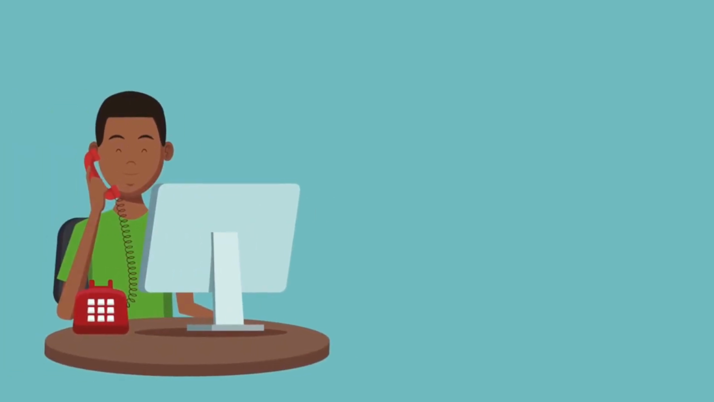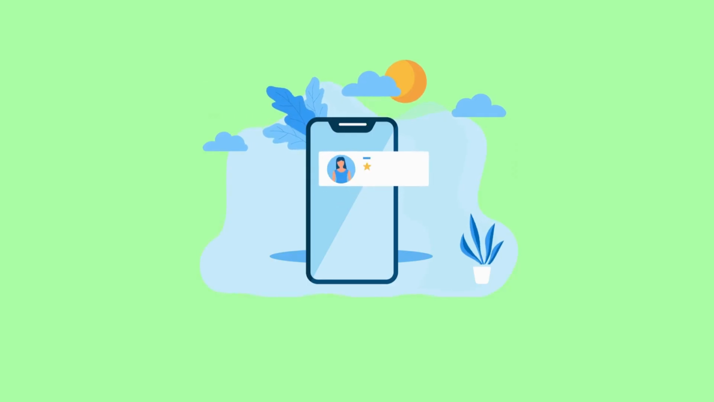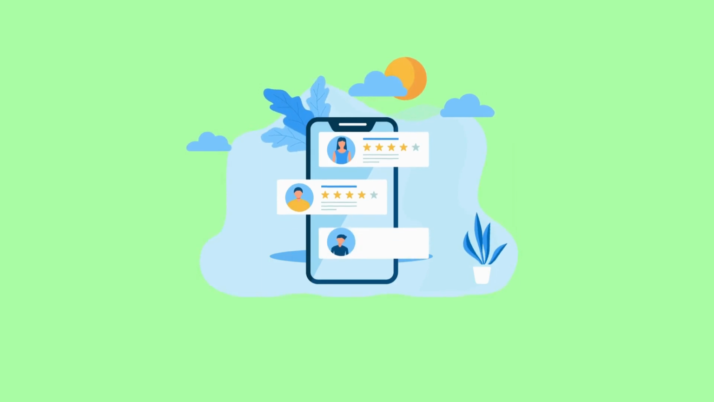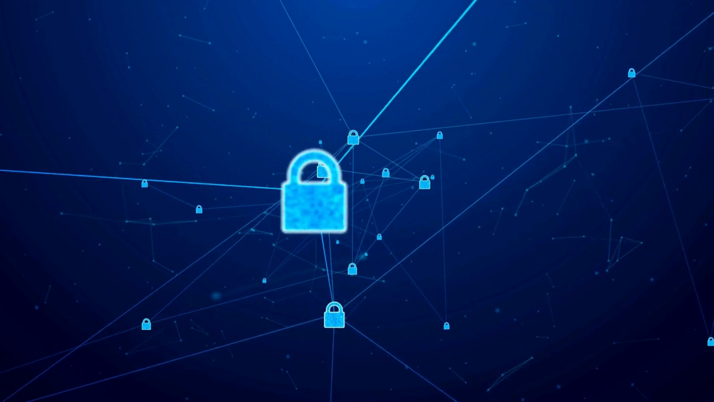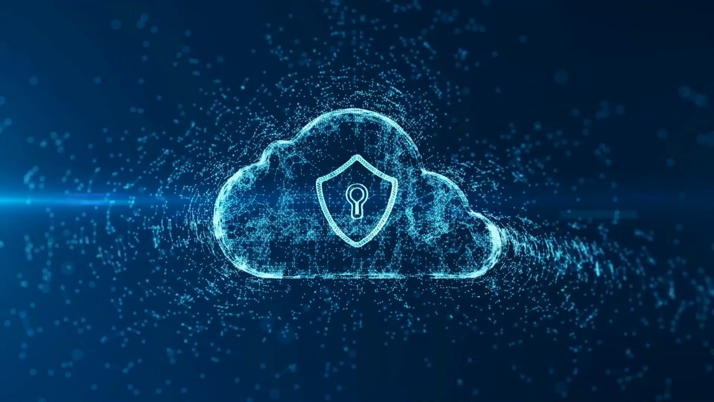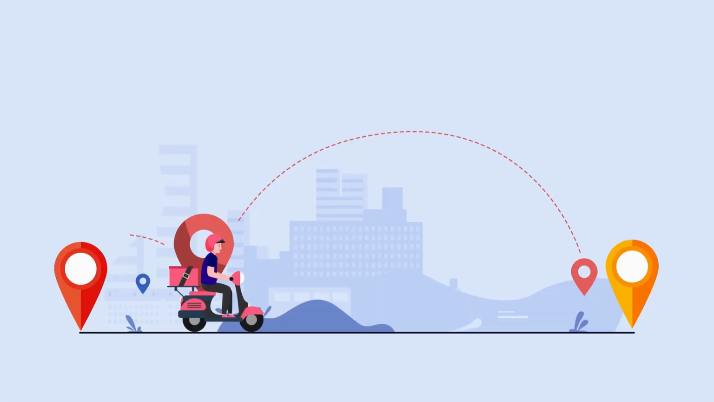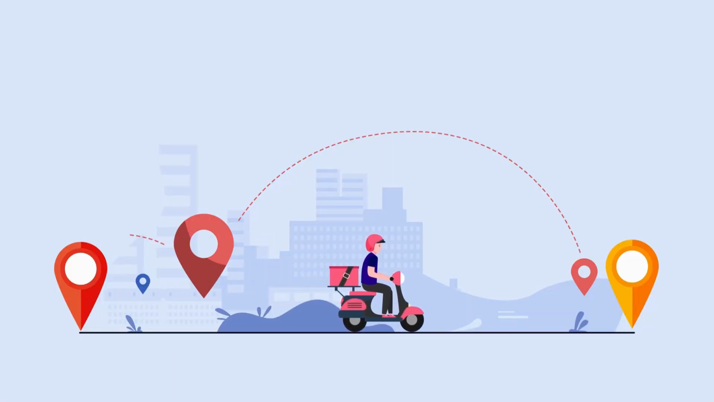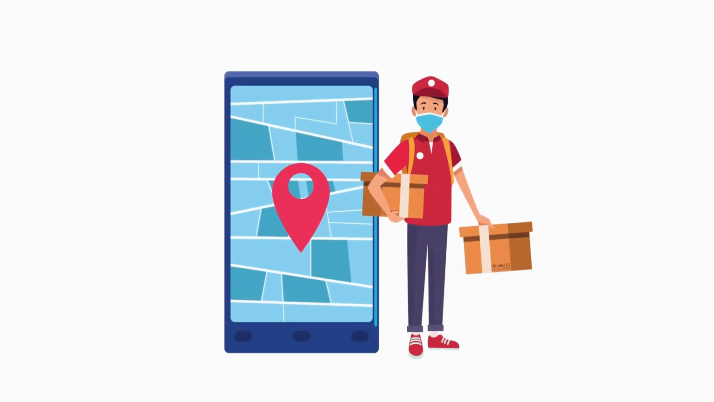Moving on to customer service. Validating phone numbers in customer support systems helps businesses communicate effectively with customers. Now let's talk about security. Systems that use phone numbers for security validation ensure that only the right person can access an account. One example is two-factor authentication. Finally, delivery services. For businesses that deliver goods, validating phone numbers helps ensure delivery notifications reach customers correctly.